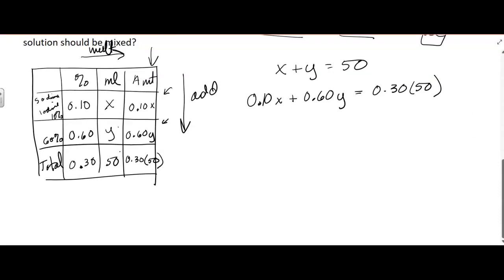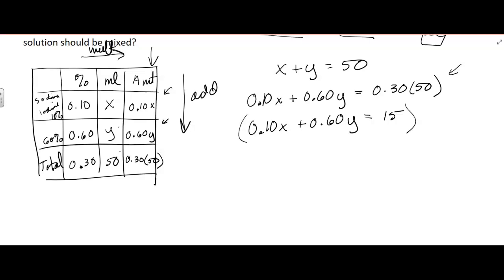Okay. So now I have two equations and two unknowns, an x and a y. It's a system of equations. There's a couple things I can do to make things better. First of all, I can figure out what this 0.30 times 50 is. So let's do that first. What's 50 times 0.3? 15. Okay. Now, I usually don't like the decimals, so I'm going to go ahead and multiply by 100.